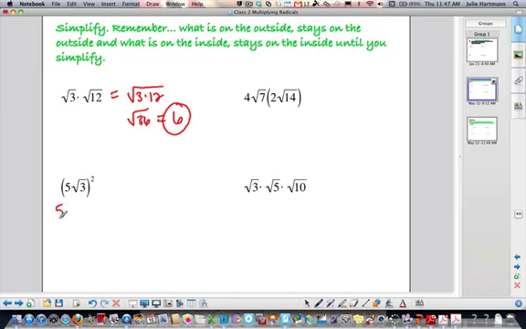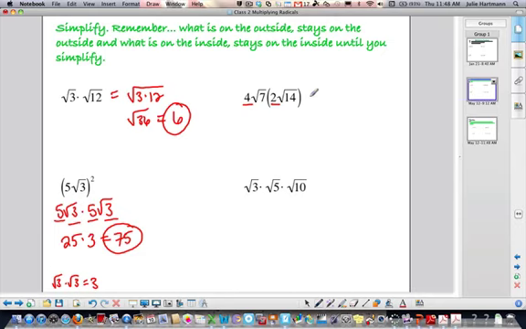Next one, 5 root 3 squared is 5 root 3 times 5 root 3. 5 times 5 is 25. Root 3 times root 3, we just talked about that, right? Root 3 times root 3 is 3. 25 times 3 is 75.